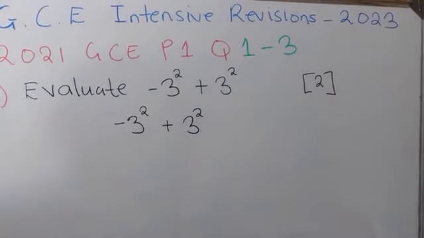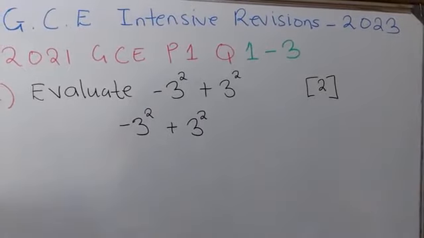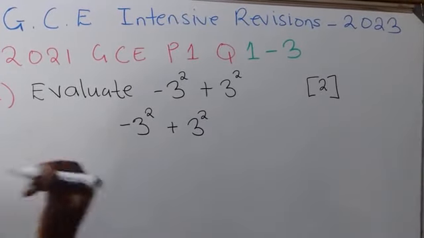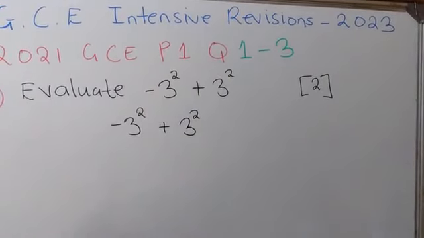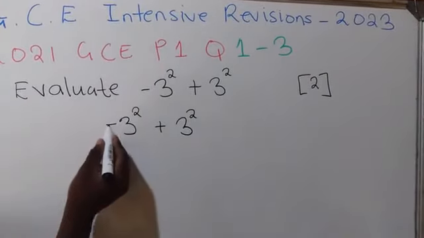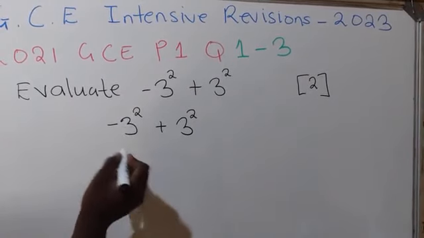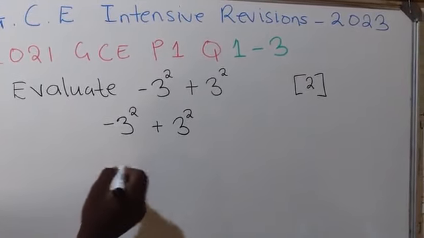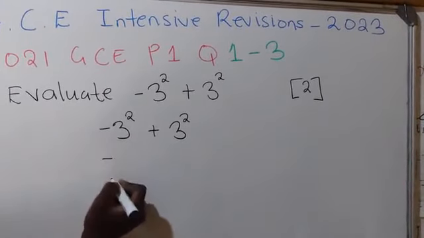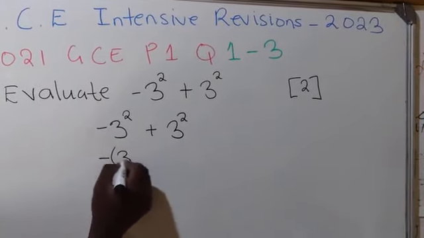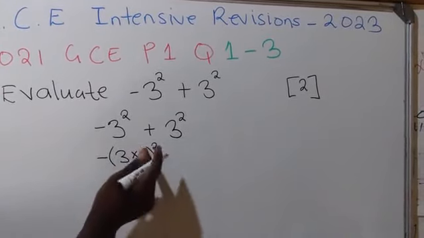Here, when they say negative 3 squared, what we all understand is that it's 3 times 3. Because this negative 3 is not in brackets, I'm not going to say negative 3 times negative 3. No, it's not in brackets. So you say negative outside, then you say 3 times 3, squared. This is what it means.